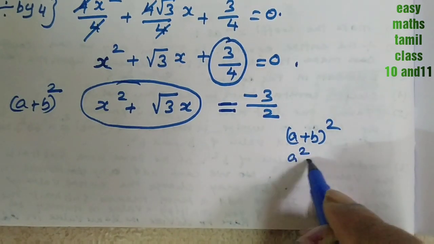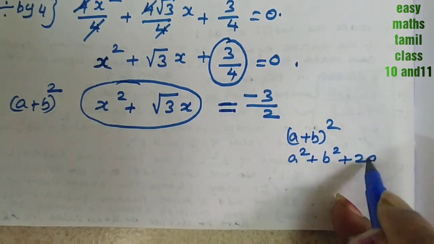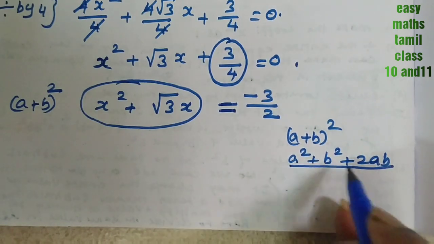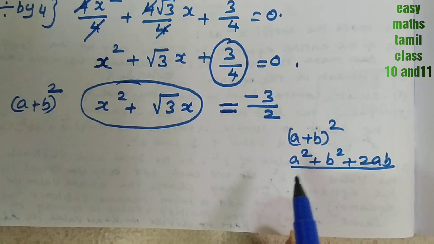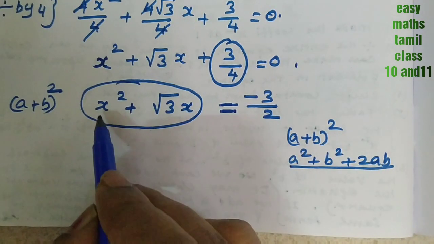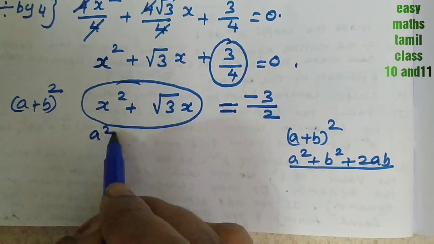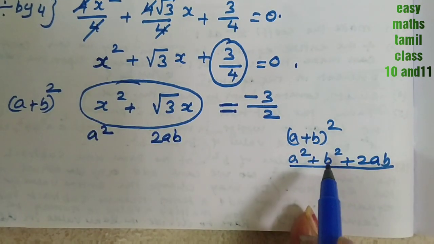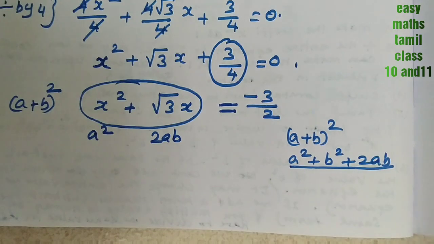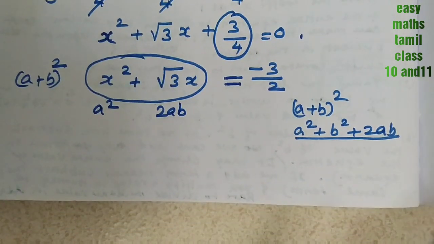a square plus b square plus 2ab. There are 3 terms. Here only 2 terms are there. So we have to find the other term. Now this is a square term and this is 2ab term. Now we have to find the value of b square.